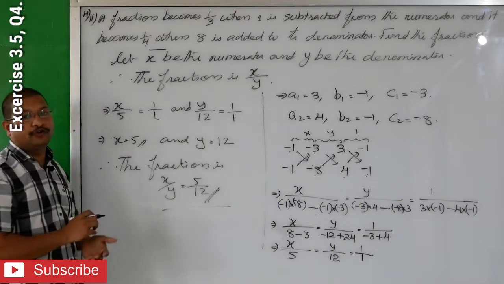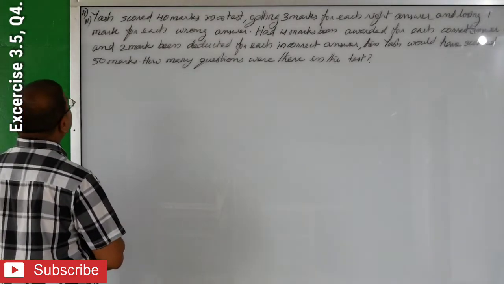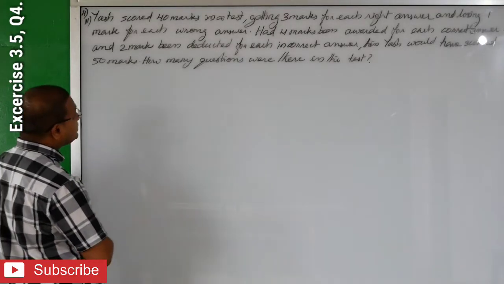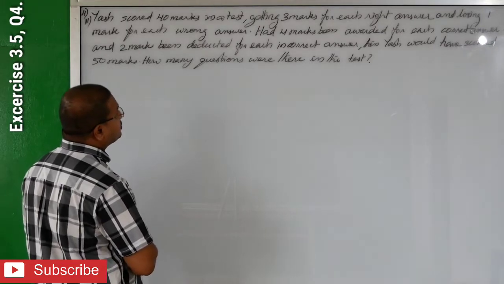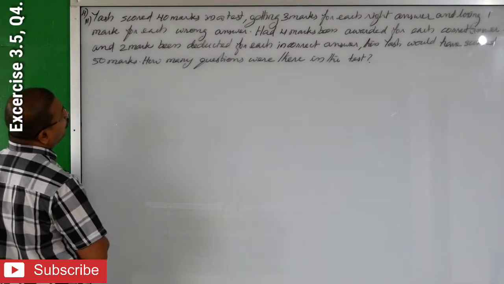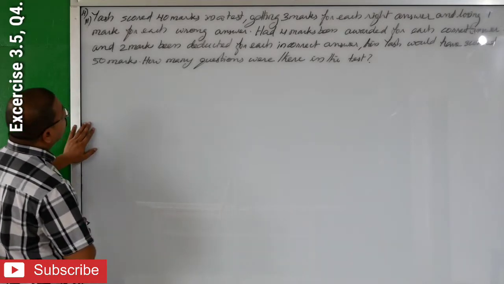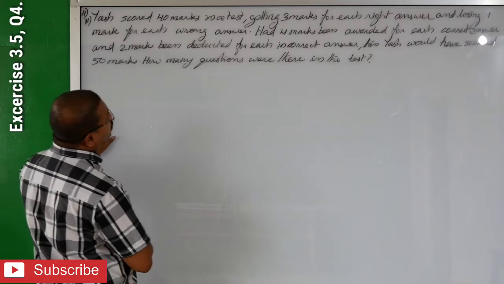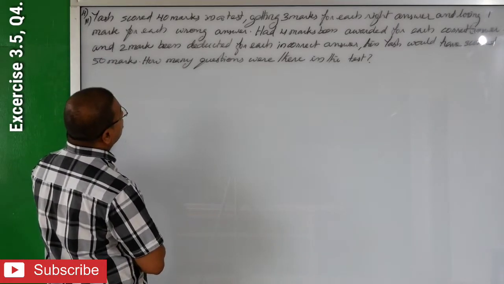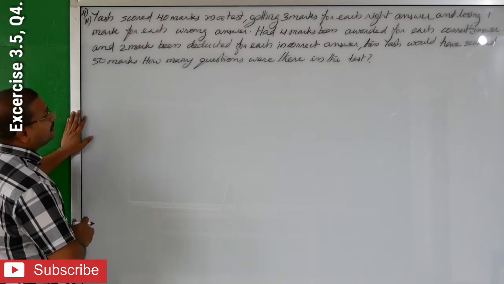Ready? Let's go to the third question. I'll read the third question. Yash scored 14 marks in a test, getting 3 marks for each right answer and losing 1 mark for each wrong answer. Had 4 marks been awarded for each correct answer and 2 marks been deducted for each incorrect answer, then Yash should have scored 50 marks. How many questions were there in the test?